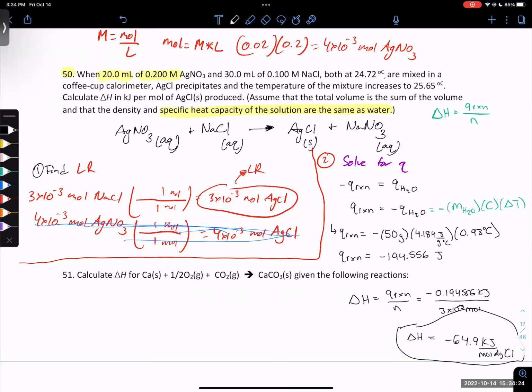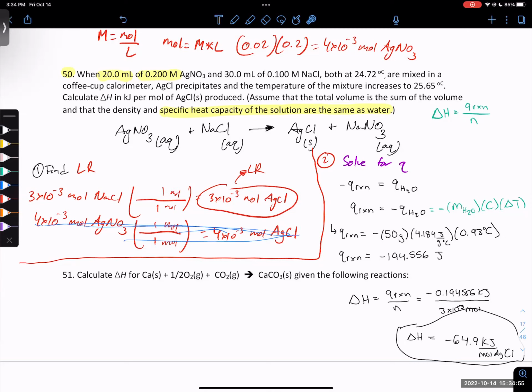Yeah, the mixture increased. So the water is absorbing heat, but then the ions themselves, the reaction. Remember, if you were to write out a net ionic equation, your reaction would be Ag+ plus Cl- gives you AgCl. So that's actually the thing that's reacting, and that reaction has to release energy into the surrounding environment because you're forming bonds. But the temperature change is only the water, it's not the ion.